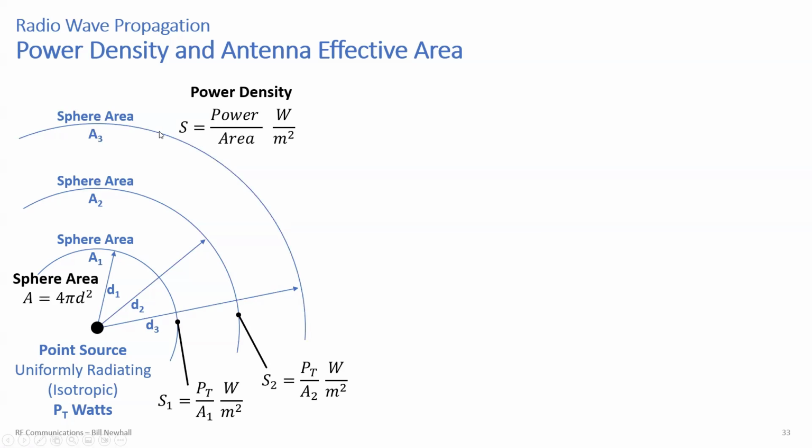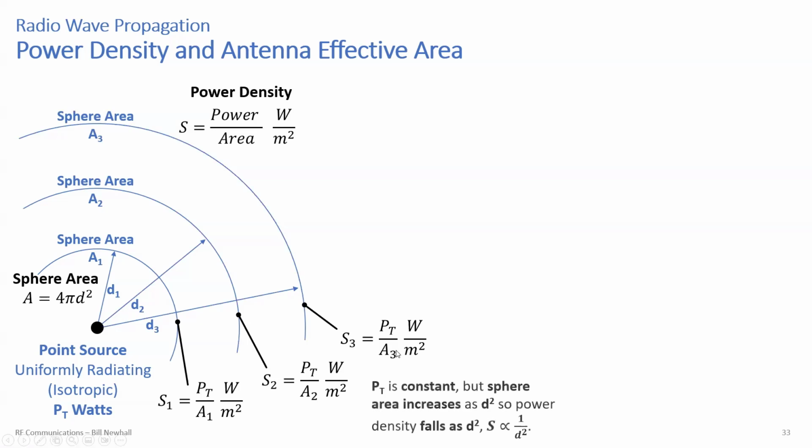And then let's go out to sphere area A3. Likewise, you have PT, the same amount of power radiating. A3 is the area of that bigger sphere. Okay, so P is constant, but the sphere area increases. Okay, so S is falling as you get farther away from the point source.